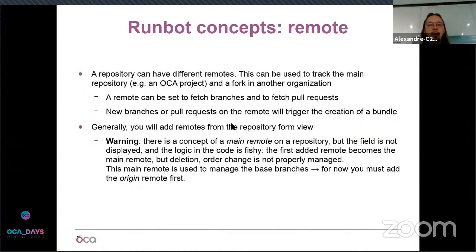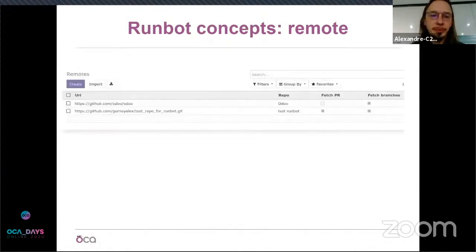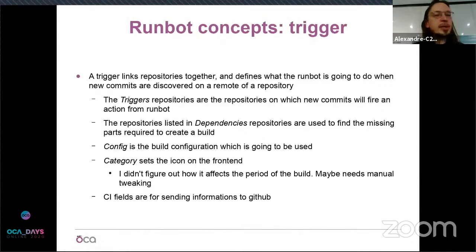So when looking at a repository, when finding new commits, the branches will trigger possibly new bundles and builds, and we'll see that just now. So the next concept is a trigger. Odoo Runbot is trying to monitor what's happening on your repositories, and the trigger makes the link between repositories which are going to work together.